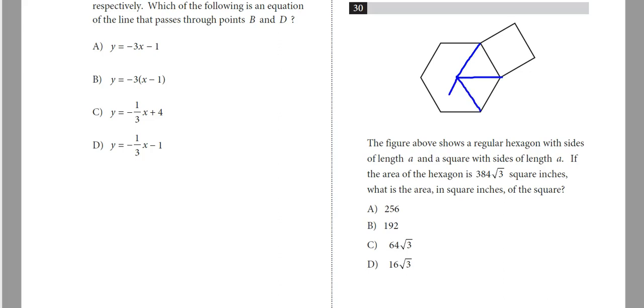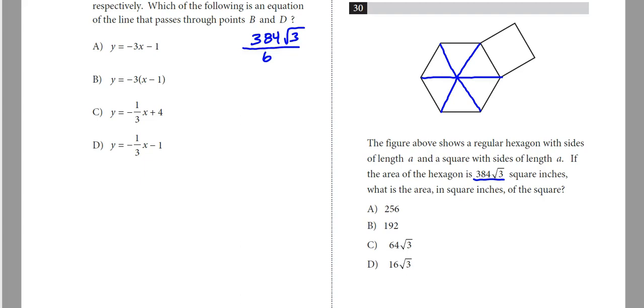So I'm going to come right out of the center here, and these spoke-like things are going to break it up into 6 triangles that are all congruent to each other. Now they told me the full area was 384 radical 3. So I'm going to do 384 radical 3, and divide that by 6 to find out the area of one triangle.